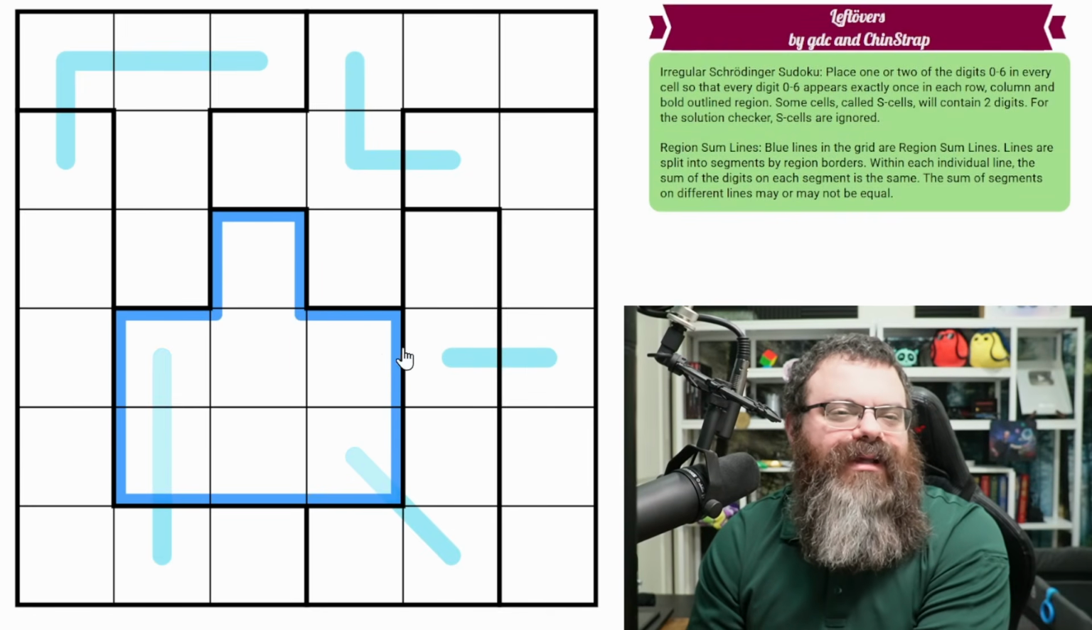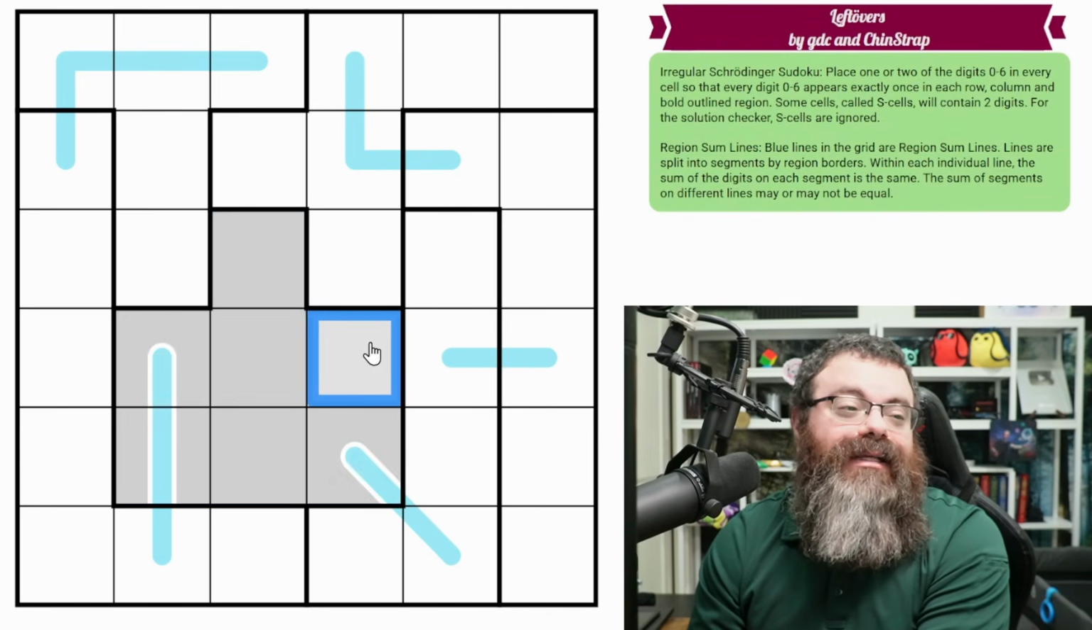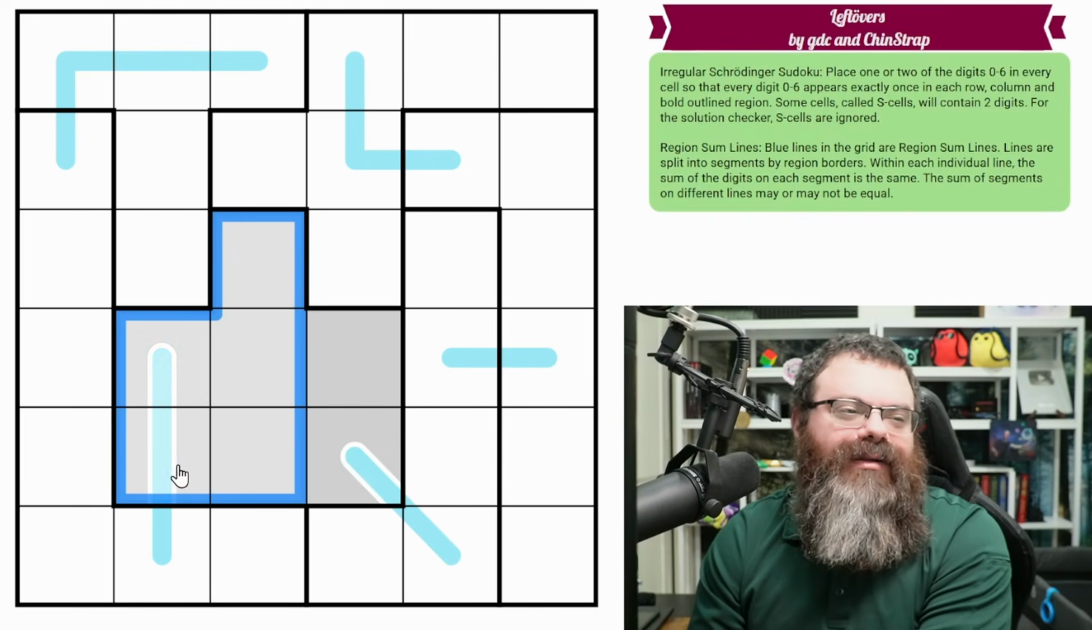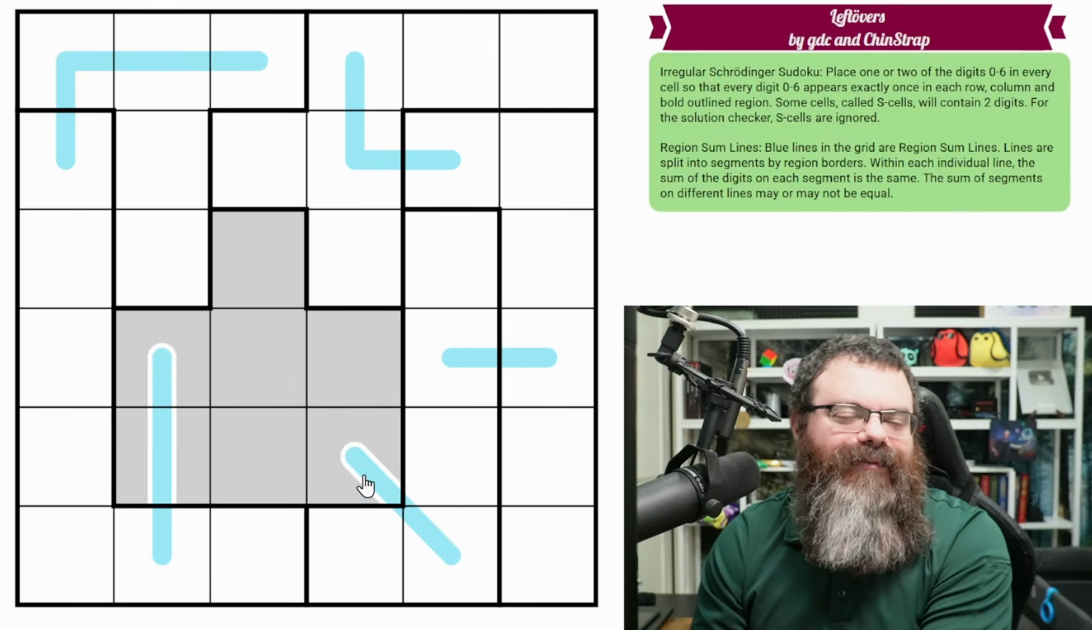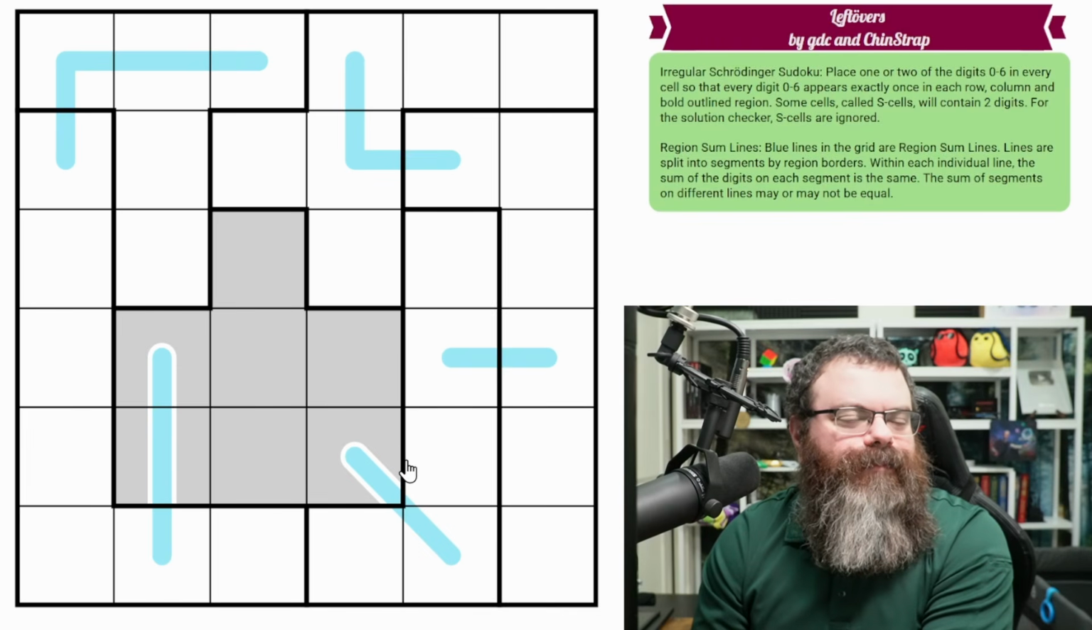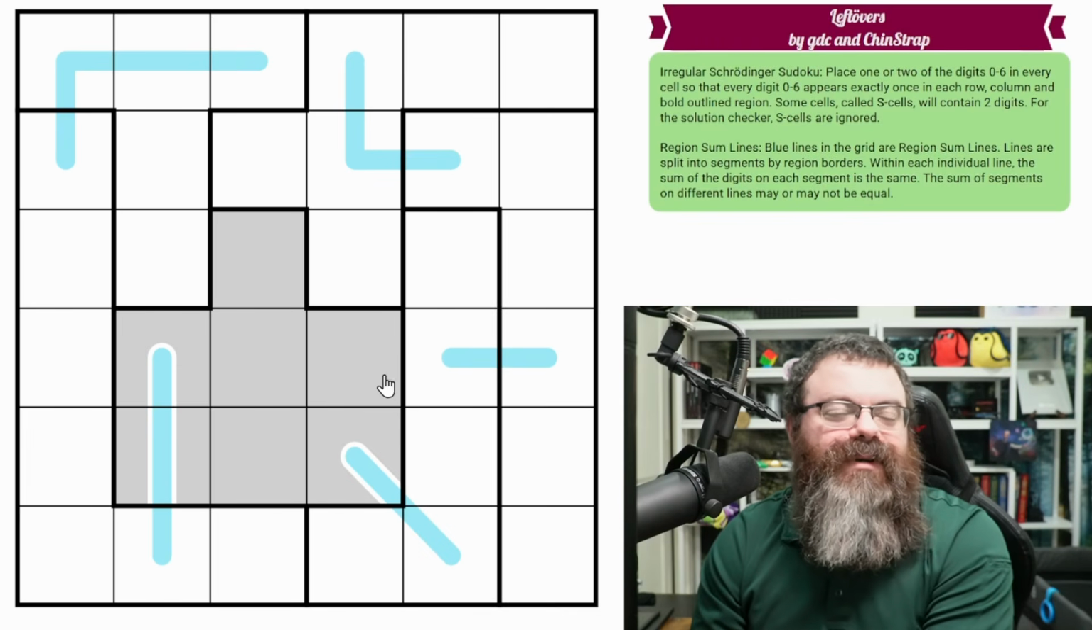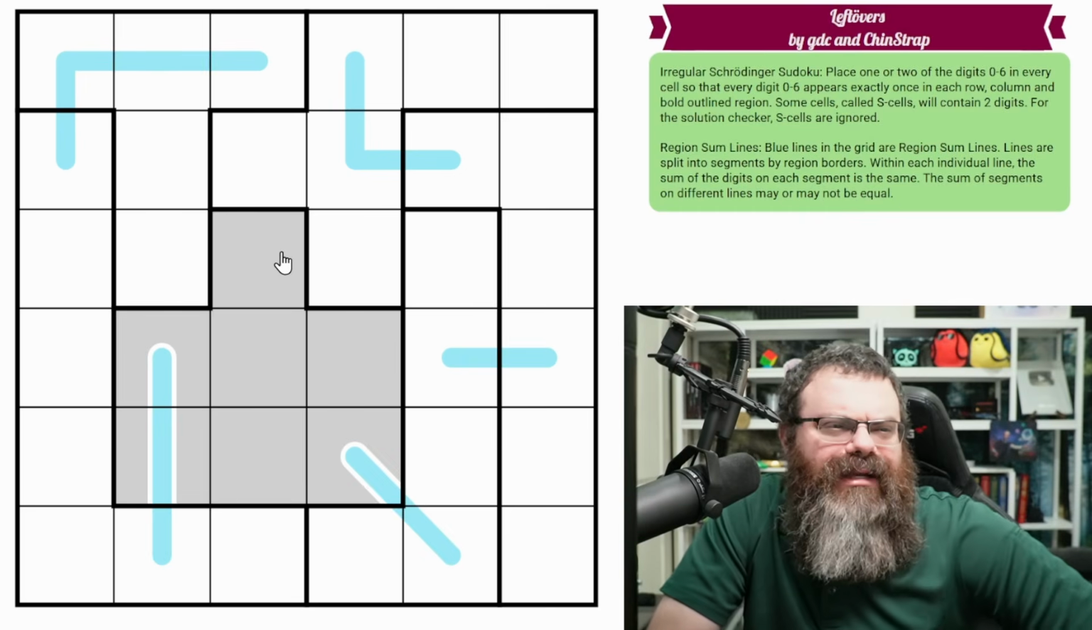But what I'm going to do is I'm going to use gray for not an S cell and green for is an S cell. And so we know that this 7-cell region can't have an S cell in it because it has 7 digits for 7 cells.